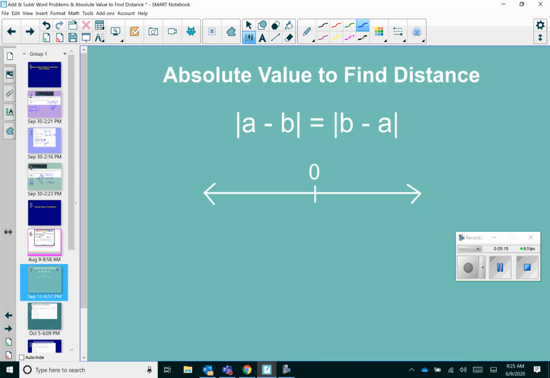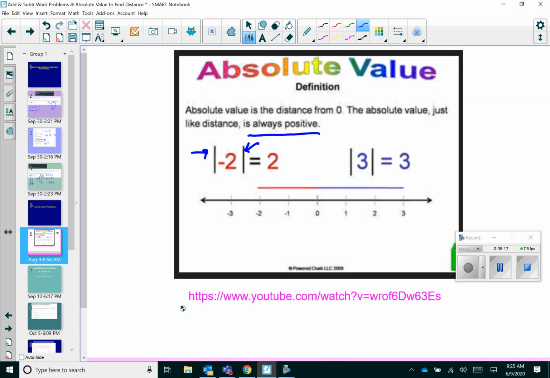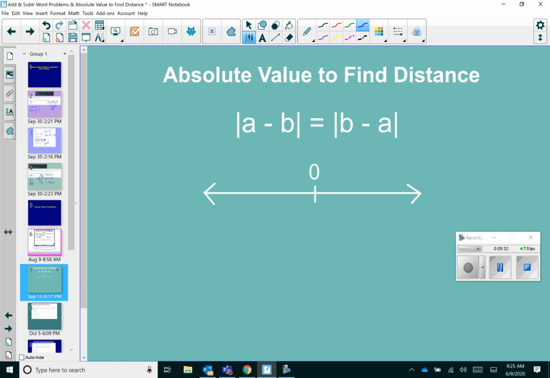So the next thing, just real quick, there is also a YouTube link here on absolute value. If you still are having difficulty understanding what absolute value is, it's a brief 3-minute video explaining and giving some visuals on absolute value. Okay, so absolute value to find distance.